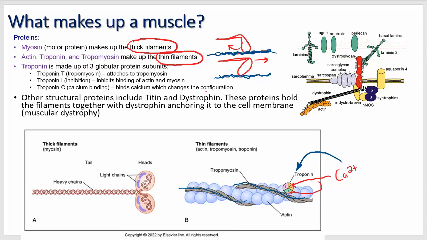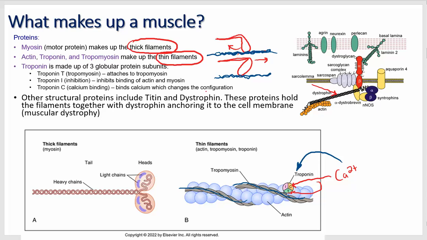There are some other structural proteins, titin and dystrophin. I put up here a picture of dystrophin. Dystrophin is named that because of muscular dystrophy. A lot of times it's a genetic mutation, but it's the protein that is damaged in muscular dystrophy that they found. What it does is it kind of anchors through this whole huge protein complex. But the dystrophin is this one right here, and it helps anchor the muscle fibers.